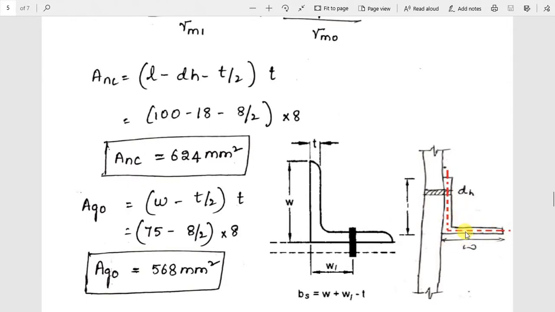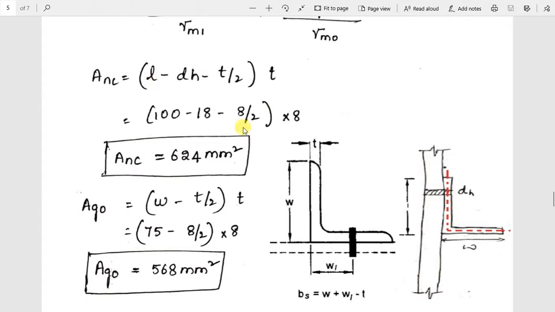The thickness of this angle leg is 8 mm. So ANC means net area of connected leg. That means the area I have to calculate excluding the bolt hole, and this area should be calculated from this particular point to this particular point, that is the center line. So L stands for the total length, that is 100, minus the diameter of bolt hole you have to deduct, that is 18, and this area is calculated from this particular point to this particular point. So you have to exclude this below portion, that is nothing but T by 2. So that gives you the length. So L minus DH minus T by 2 will give you net length, into thickness will give you area.